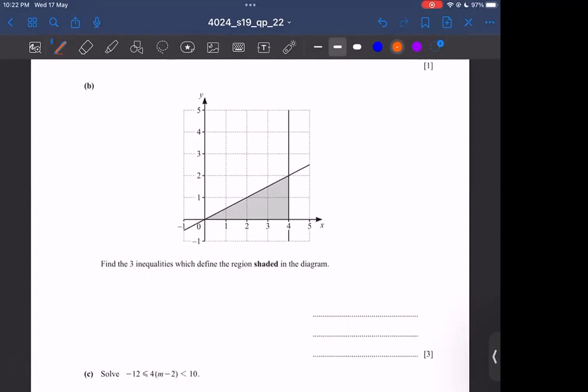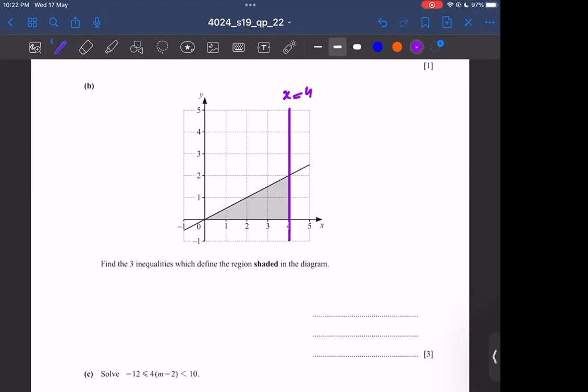What they are saying is, find the 3 inequalities which define the region shaded in the diagram. So first we need to find out what are the lines. This line over here is the vertical line, so it is going to be x equals 4. I'm just writing down the equation of the line, that is x equal to 4 here, not the inequality. This is the equality over here.